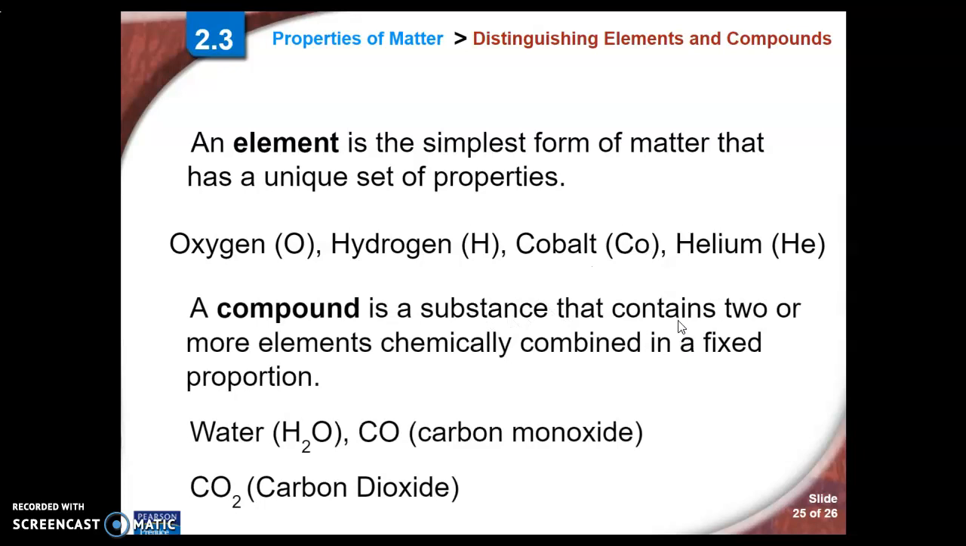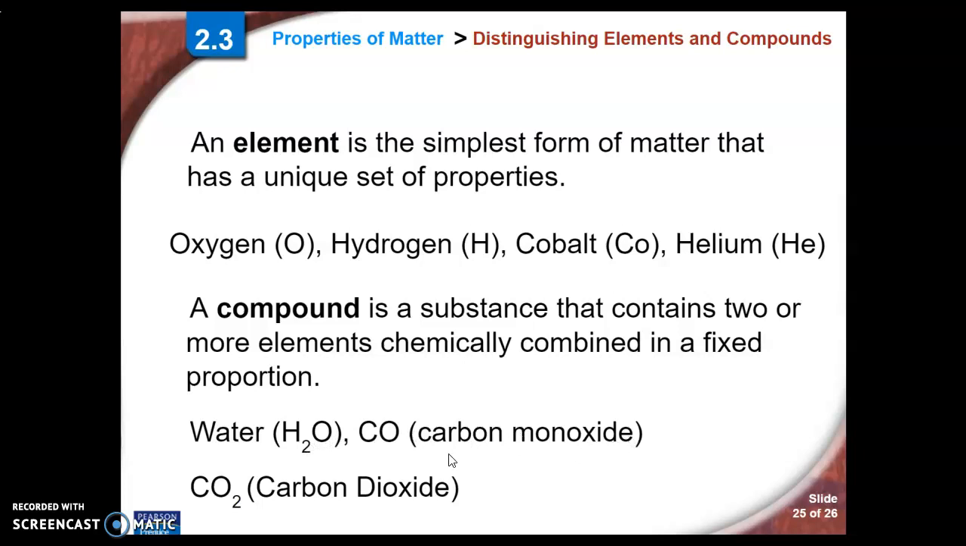A compound is a substance that contains two or more elements, chemically combined in a fixed proportion. So the important thing is chemically combined in a fixed proportion. For example, water. Water is a compound. It has a fixed proportion. It has 2 hydrogen, 1 oxygen.